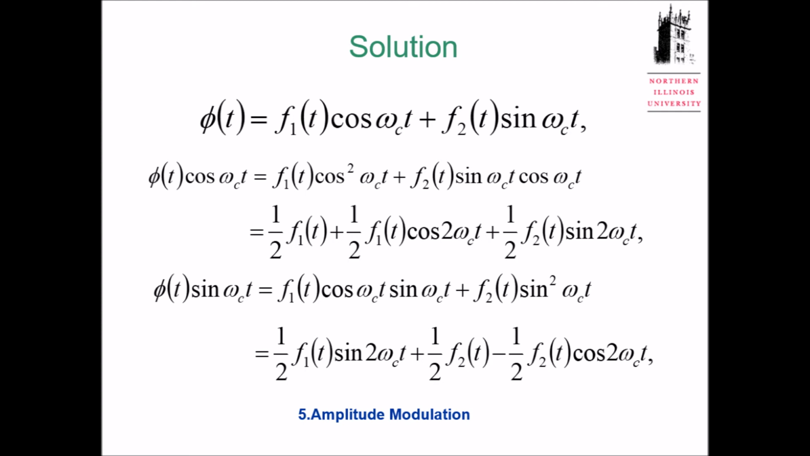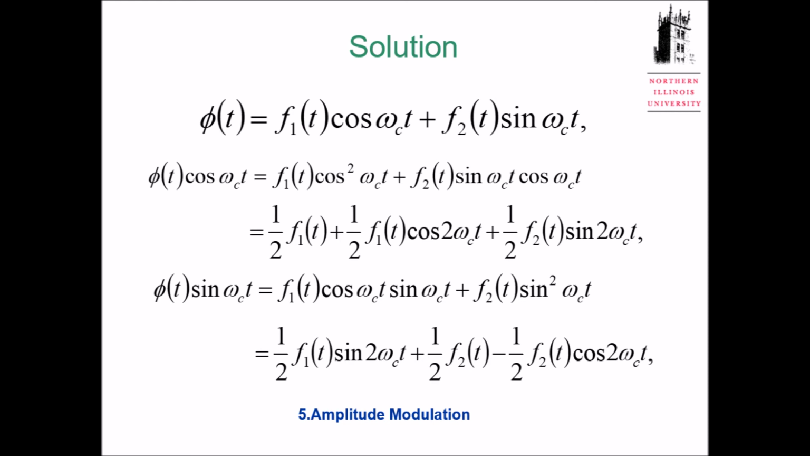We can get 1, 2, 3 parts. We notice this is the message, this is a high frequency part, and this is high frequency part 2. Now the second branch, second pass, is similar, not equivalent, but similar. So we have 2 omega c t, with 1 minus cosine 2 omega c t.